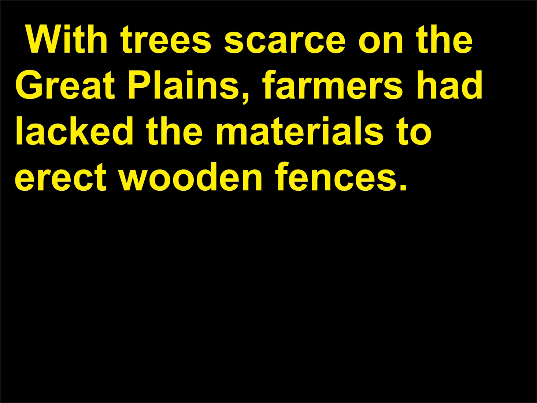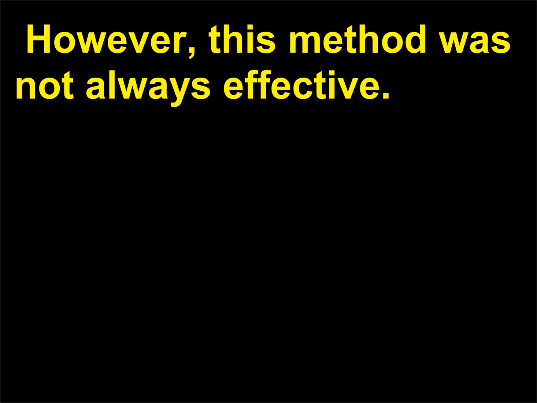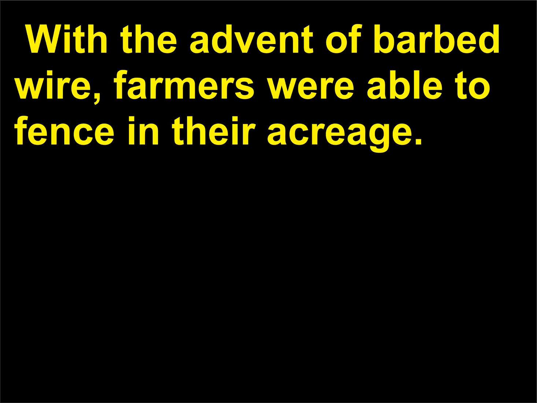With trees scarce on the Great Plains, farmers had lacked the materials to erect wooden fences. Instead they resorted to planting prickly shrubs as a way of defining their lands and confining livestock. However, this method was not always effective. With the advent of barbed wire, farmers were able to fence in their acreage.